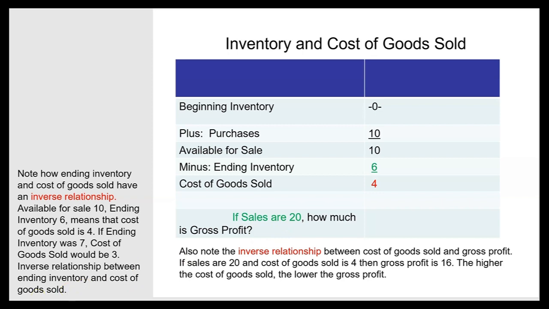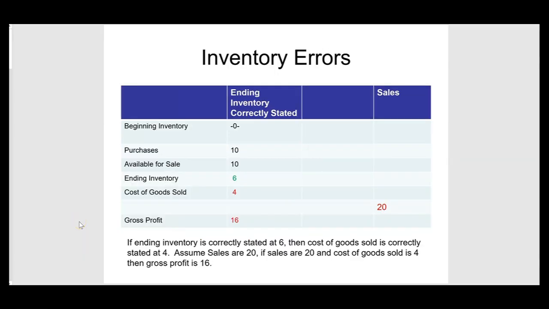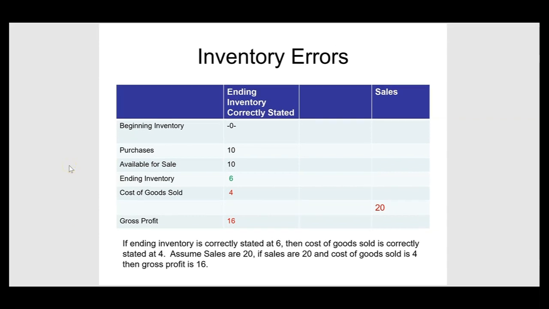So it's very important to understand the relationships in the cost of goods sold formula. The idea that there's an inverse relationship between cost of goods sold and gross profit, and there's an inverse relationship between ending inventory and cost of goods sold. There's also a direct relationship to recognize between ending inventory and gross profit. And that's because as ending inventory goes up, cost of goods sold goes down, and that makes gross profit go up. So we're going to start our conversation about inventory errors with these numbers that we've been using.